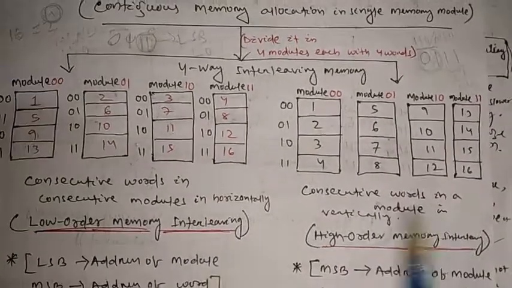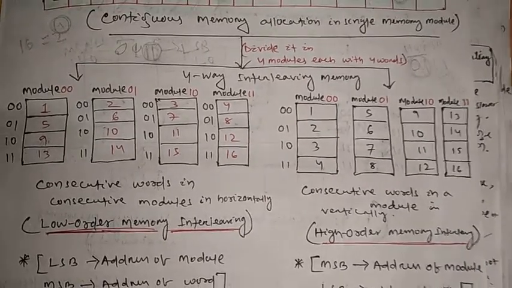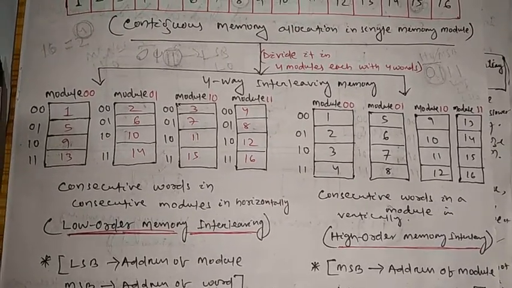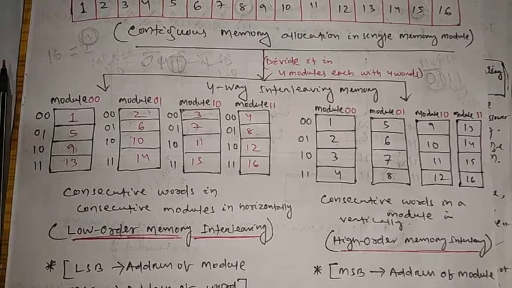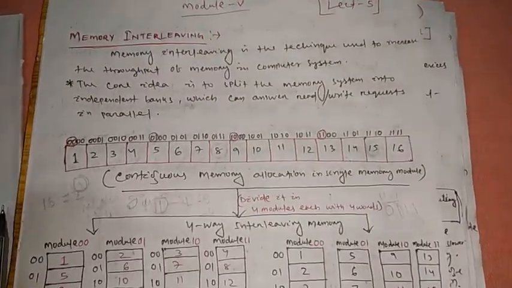So low order memory interleaving and high order memory interleaving have different uses, and they are used as per the different requirements of the users. This is all about your memory interleaving techniques.